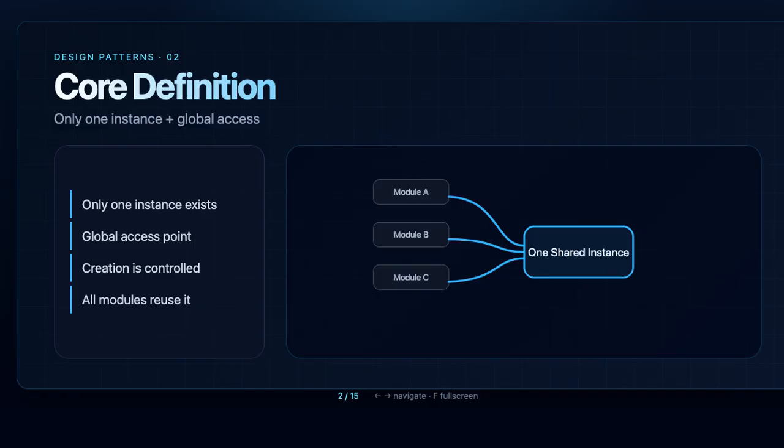Instead of every module creating a new object, object creation is controlled, and all callers are redirected to the same shared instance. In interviews, emphasize both sides. Singleton controls creation and access. If you only mention global access, it sounds like a global variable. The more important part is the class controlling its own life cycle.